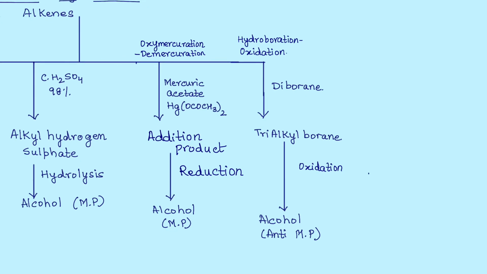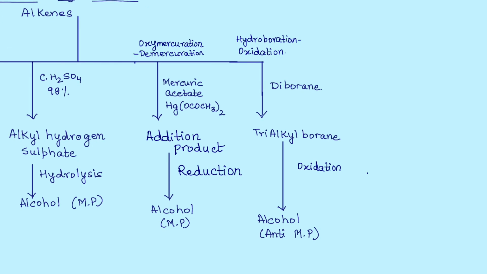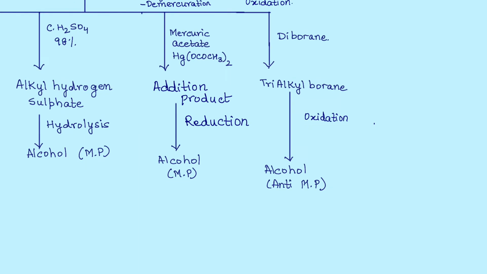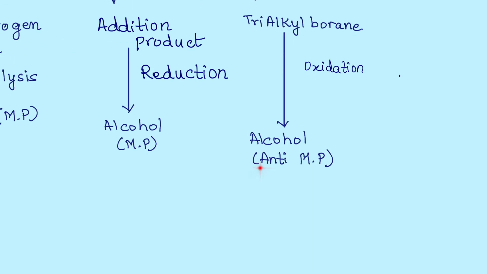So we are getting a Markovnikov product in all the three cases. Let's see the fourth one, that is hydroboration oxidation, where what we do is we treat the alkene with diborane. The product that is formed is oxidized to give us the alcohol. Notice here what we've got. Yes, an anti-Markovnikov product. So let's write down the reactions for this.